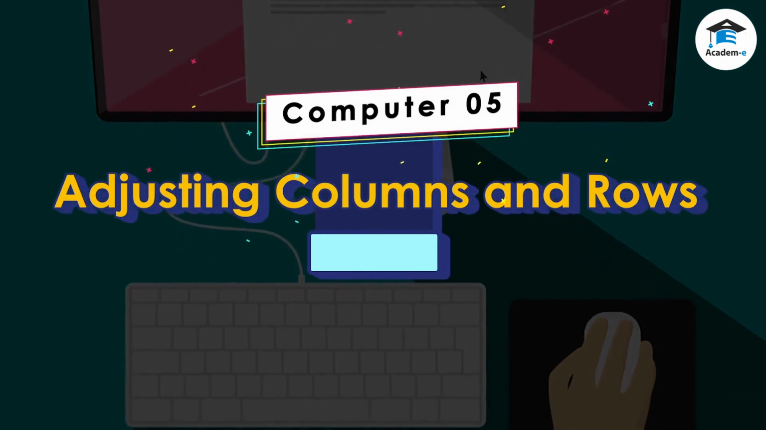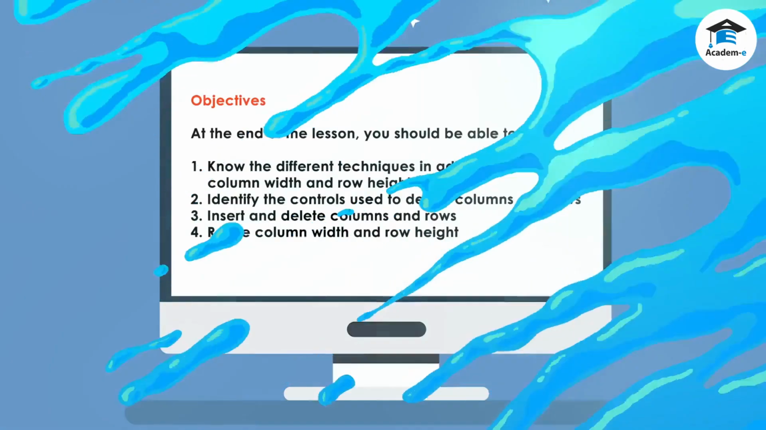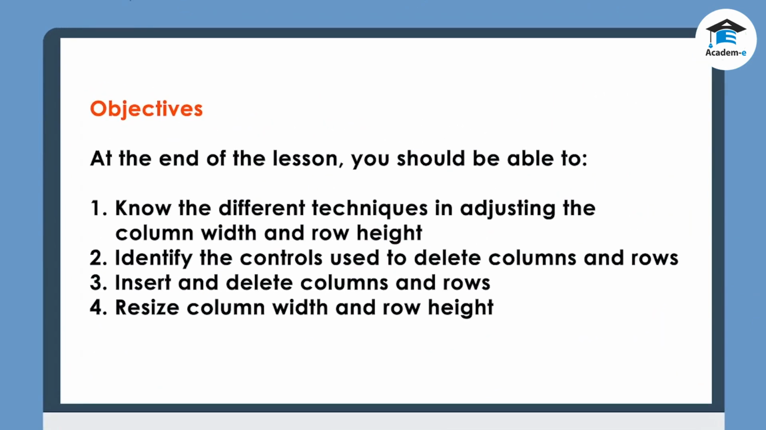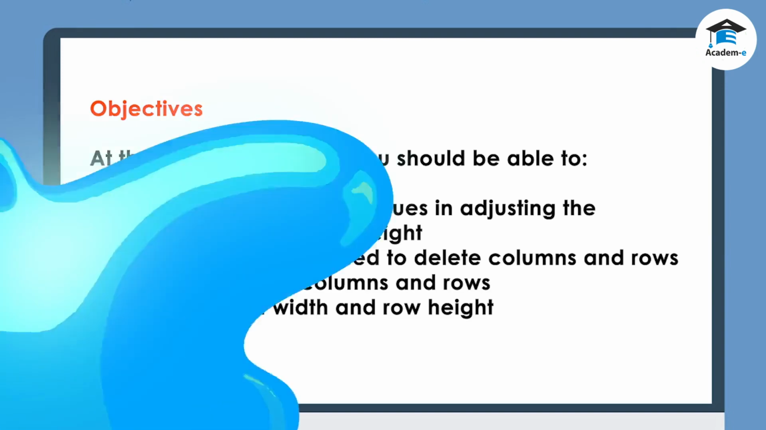Computer 5. Adjusting columns and rows. Objectives. At the end of the lesson, you should be able to know the different techniques in adjusting the column width and row height. Identify the controls used to delete columns and rows. Insert and delete columns and rows. Resize column width and row height.